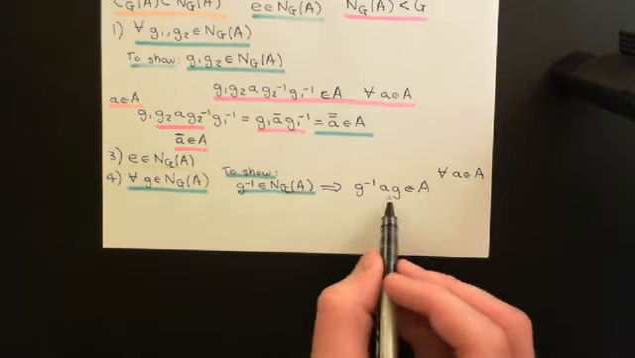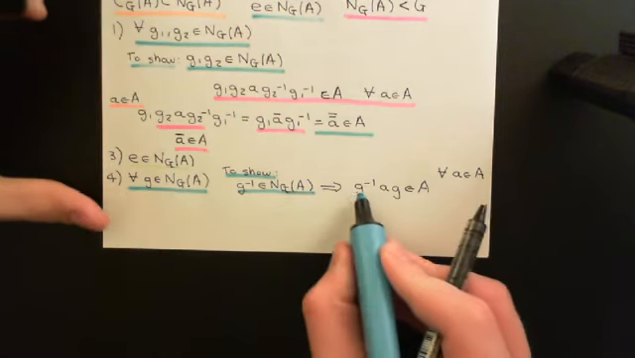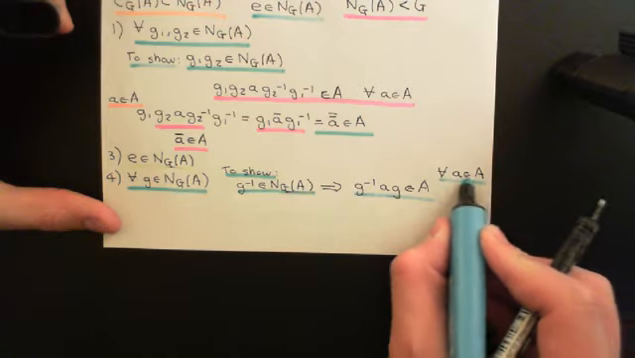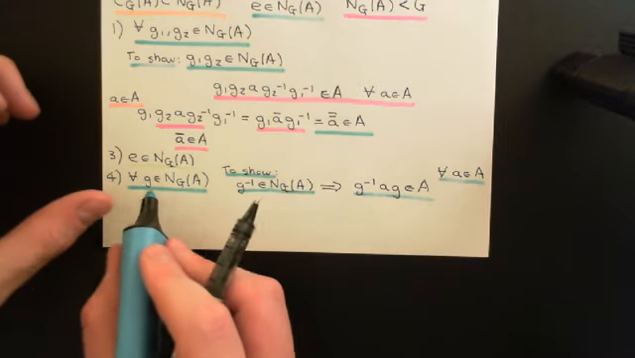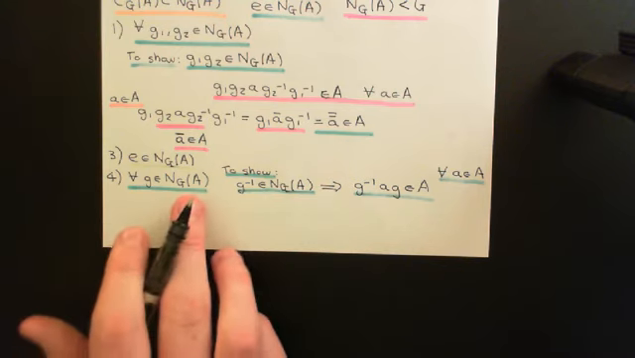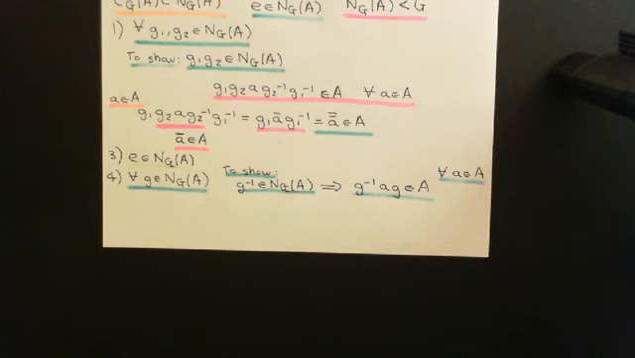So we need to prove that g inverse will conjugate this element little a to give another element of my subset capital A. What we know is that little g is an element of the normalizer of A in G. So little g can conjugate any element of the subset capital A to give back another element of the subset capital A. Okay, so how are we going to do this?